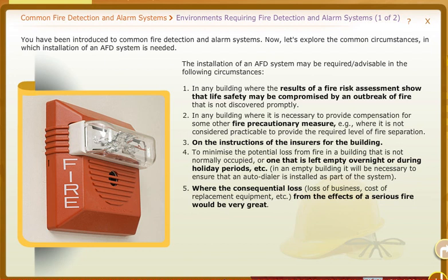In an empty building, it will be necessary to ensure that an auto dialer is installed as part of the system. Where the consequential loss or loss of business, cost of replacement equipment, etc. from the effects of a serious fire would be very great.